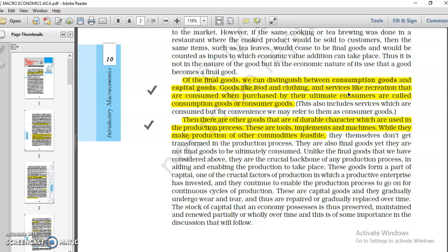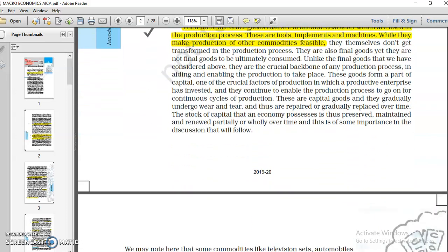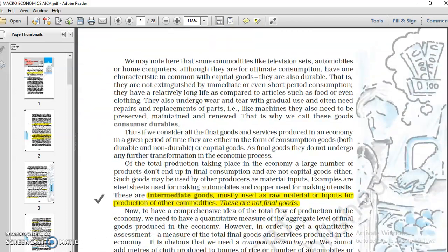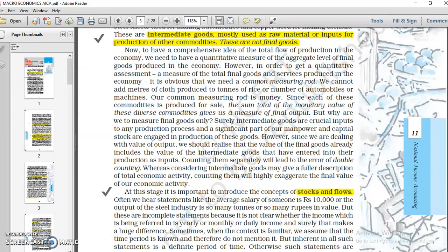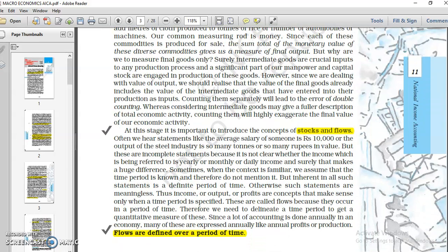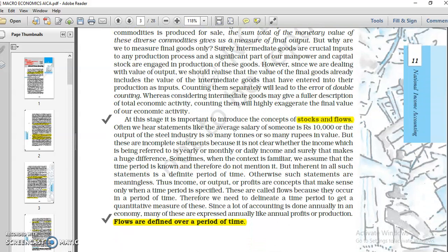These are not required for any kind of further process. If they are not required for any further process, you can say these are called final goods or consumption goods. Now what are capital goods? Capital goods are goods which are durable in nature and which produce other goods. Those are called capital goods.